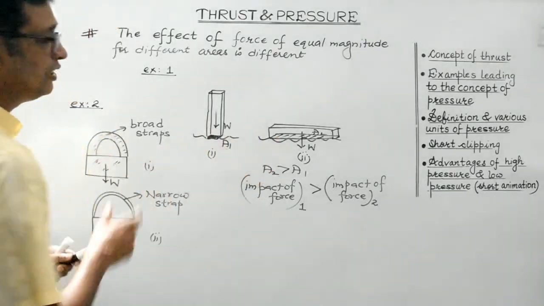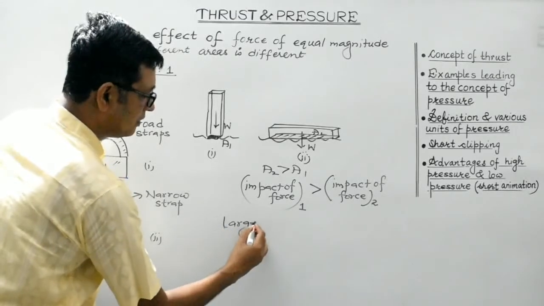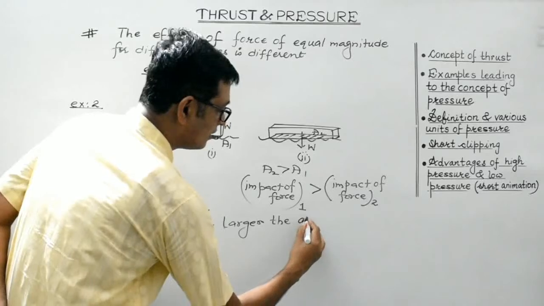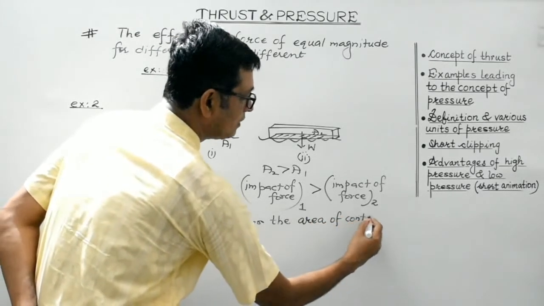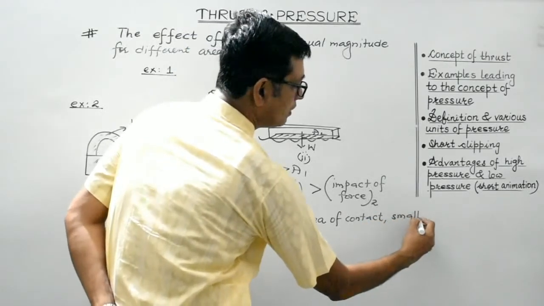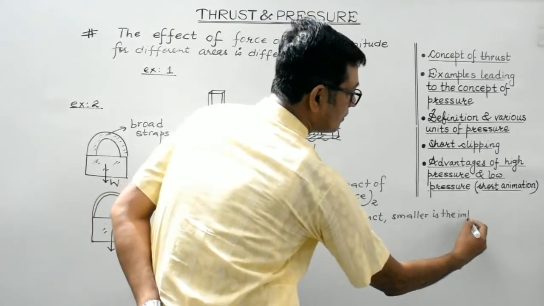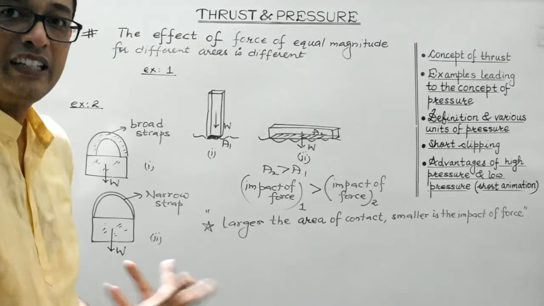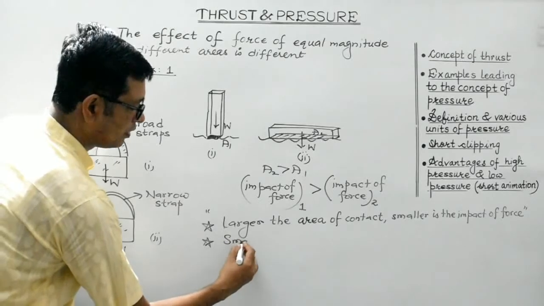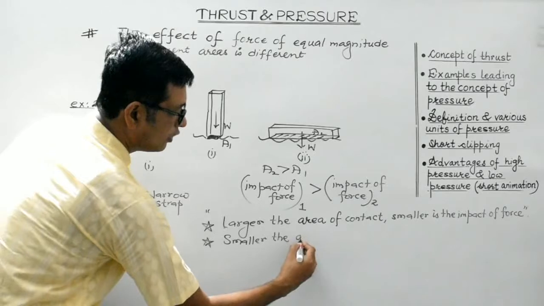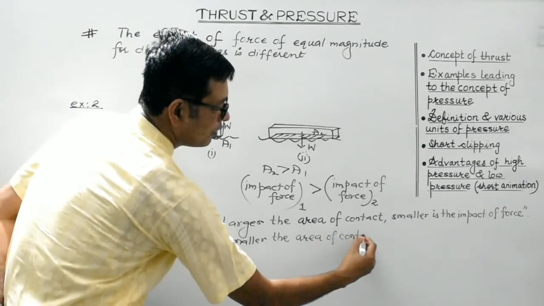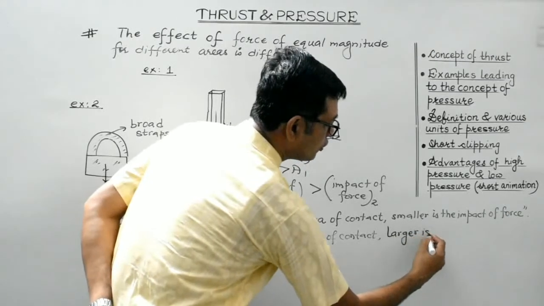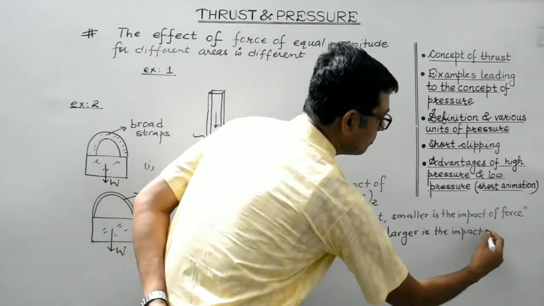Clear? So, what do you conclude from these two examples? This is a very, very important conclusion, students. Larger the area of contact, smaller is the impact of force, right? While on the other hand, vice versa, smaller the area of contact, larger is the impact of force.